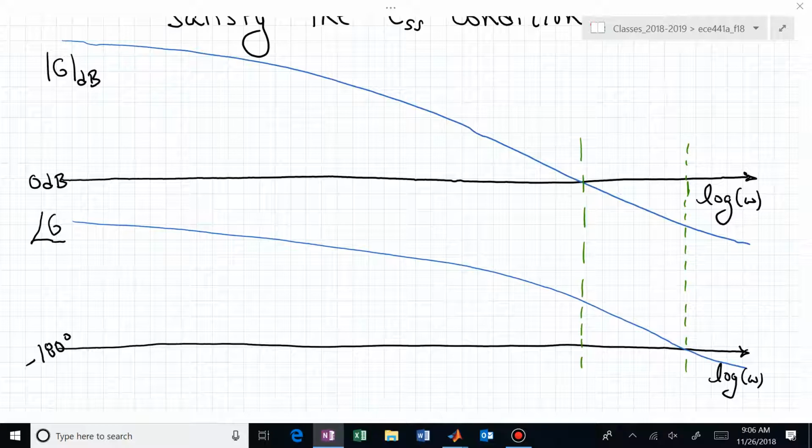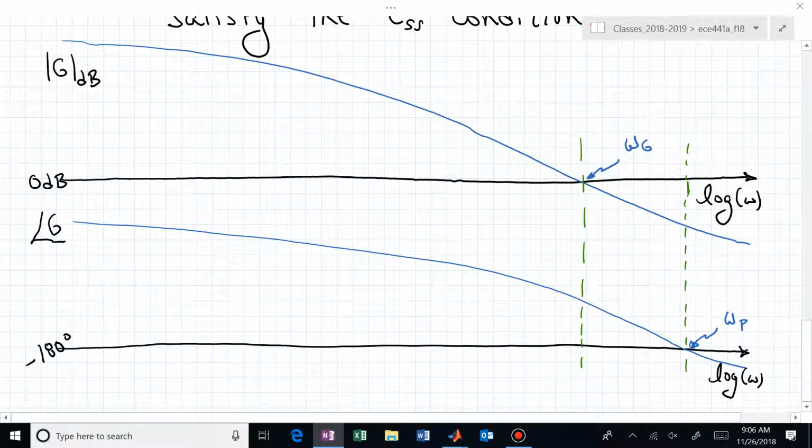In dB, that's 0. But this particular point, frequency, is omega sub g. And that should remind us how we label this frequency. That's the phase crossover frequency, and we call that omega sub p.